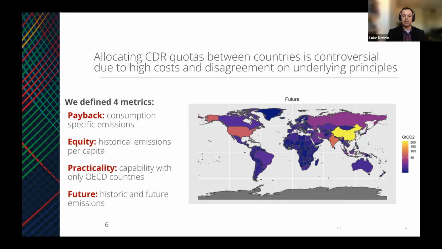Next, we have practicality, which takes our capability principle one step further to only include OECD member countries in an attempt to characterize cooperative effort. And lastly, we define future, which considers both historic and projected future emissions. And this principle is the one shown here in the map on your right-hand side. As you can see, one of the biggest changes of this map from the previous one are the quotas for China and India, two developing countries with increasing emissions that are likely to continue barring technological or political intervention. Next slide, please.